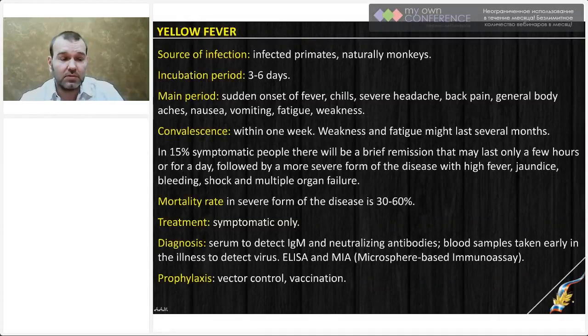The disease is usually identified in higher primates, in monkeys, in natural conditions, and humans again act as accidental hosts. The incubation period can last up to 1 week, and usually the disease will manifest with sudden onset of fever and chills, severe headache, general discomfort, body pain, muscle pain, nausea, vomiting, weakness, and common symptoms of respiratory or other viral infections.